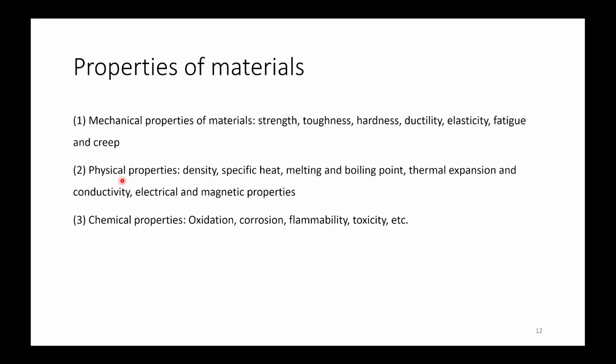For physical properties, these are dependent on the physical state of the matter. This can be density, specific heat, melting point, boiling point, thermal expansion and conductivity, electrical and magnetic properties. Third is chemical properties. It can be oxidation, corrosion, flammability, toxicity, etc. It depends on the chemical composition of the material.